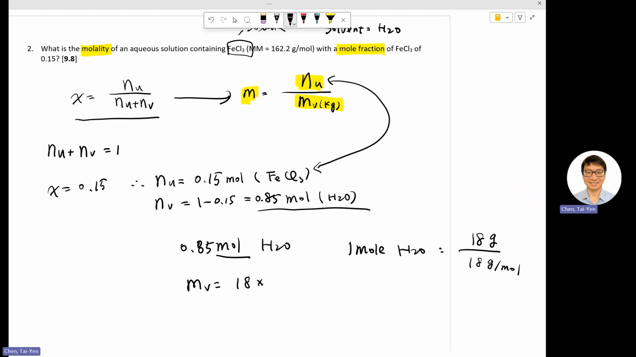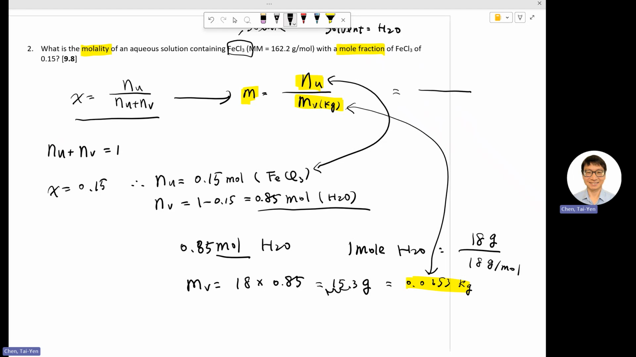It is 18 multiplied by 0.85, right? This is going to give you a number of 15.3, right? So this is in gram, but you need kilogram, so you divide by 1,000, right? So this is going to equal 0.0153 kilogram. Okay, so by doing that, you know this is the thing that you need here.